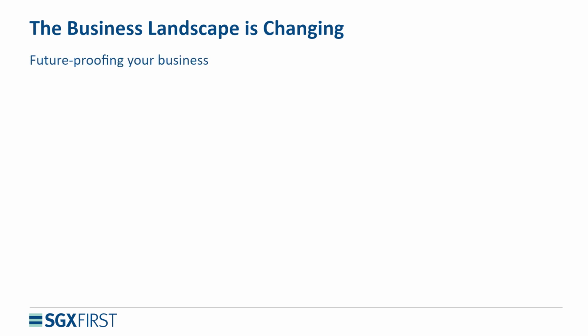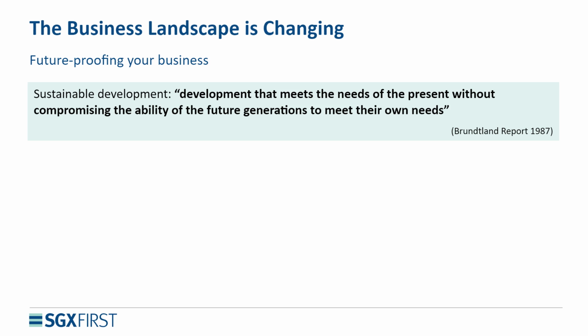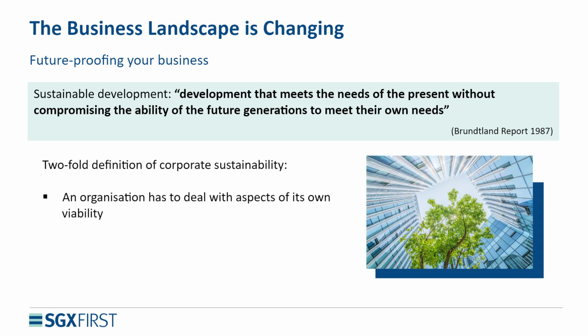The Brundtland Commission published a report in 1987 which has often been cited for its definition of sustainable development. The report defines sustainable development as development that meets the needs of the present without compromising the ability of the future generations to meet their own needs. In the context of corporate sustainability, the definition of sustainability is twofold.